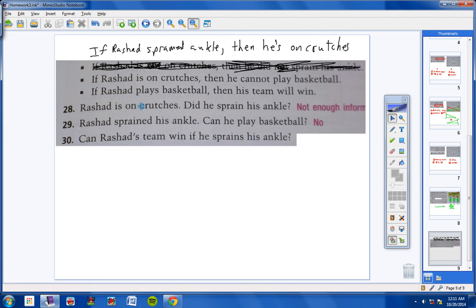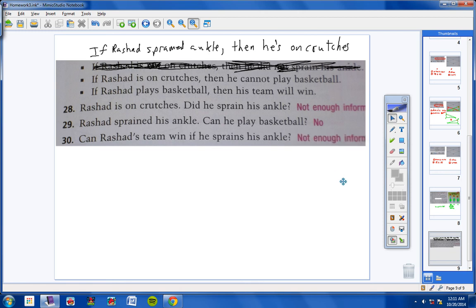Okay, now, can Rashad's team win if he sprains his ankle? We'll be careful. It says here, if Rashad plays, then his team will win. That doesn't mean, though, that if he doesn't play, they'll lose. They still might win, okay? So if Rashad plays basketball, then his team will win. Now, if number 30 said, Rashad played, did the team win? We say yes, because it says right here, if he plays, his team will win. But can Rashad's team win if he sprains his ankle? Or in other words, if he doesn't play?